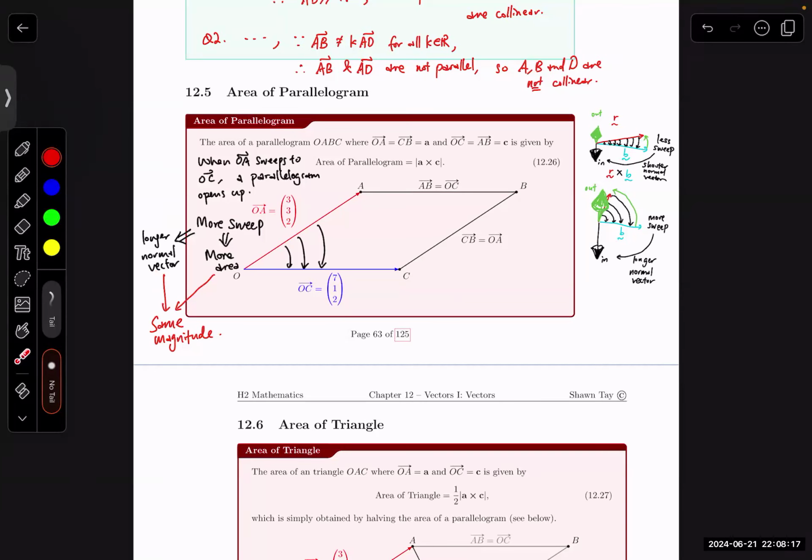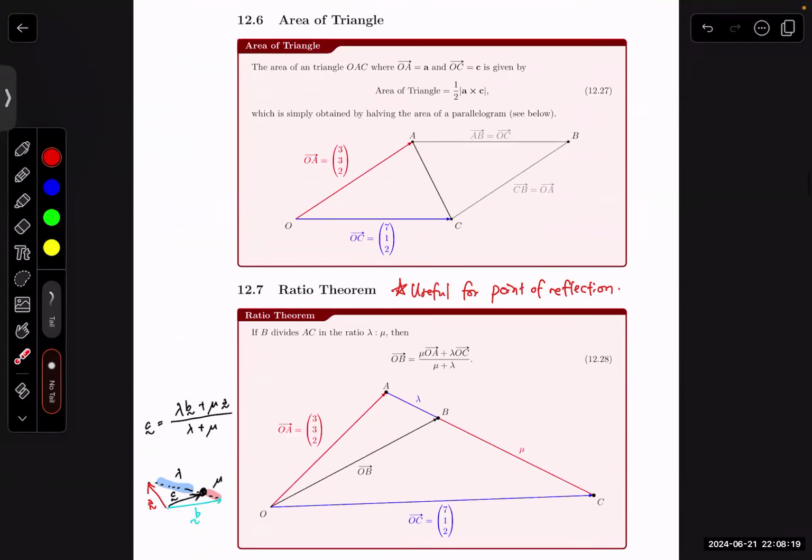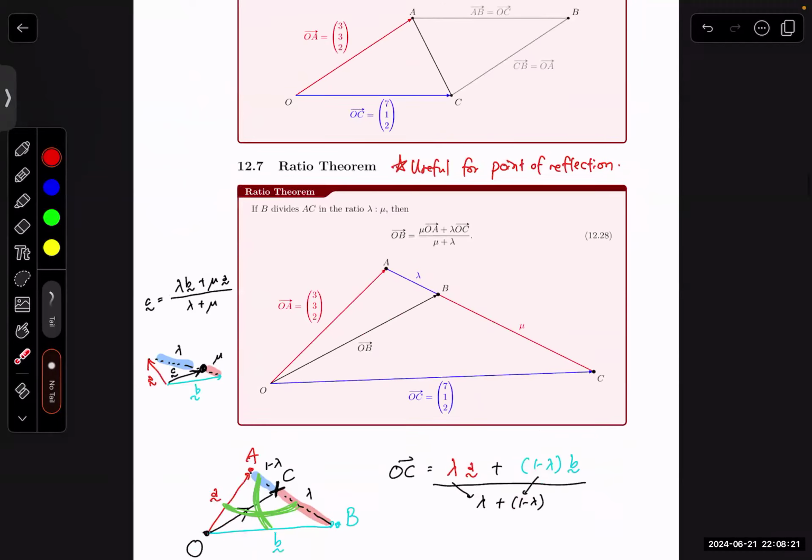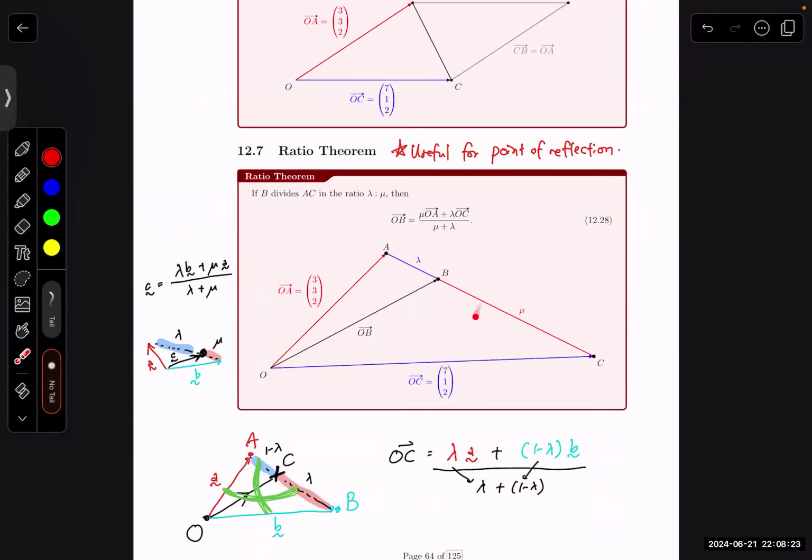And then the last thing is something that's a little bit odd. This is just ratio theorem. Perhaps I should have shifted this up to the addition of vectors part. But ratio theorem is just quite standalone. So I just wanted to point out that it's useful for a point of reflection.